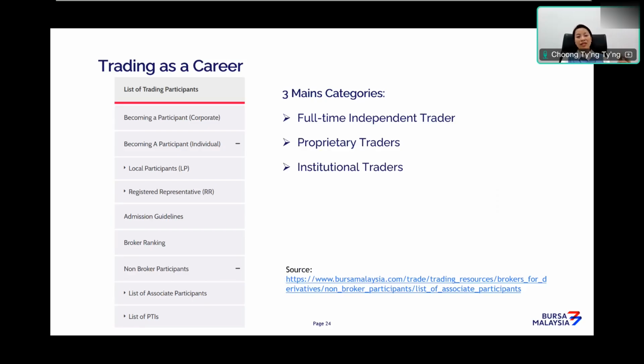But if you can still remember from the start of this topic, I already highlighted the context that we are going to cover. We're not going to cover those coming from institutional traders, because it's a bit different, mainly because if you're going to cover hedgers, arbitrageurs, and traders, it will be very lengthy for the topic itself. So our main focus will be the first two, full-time independent traders and also proprietary traders.